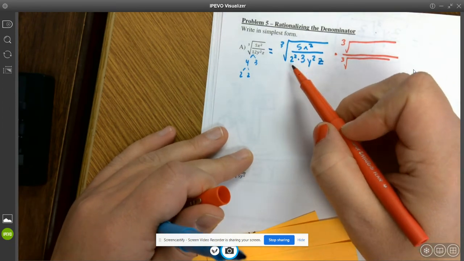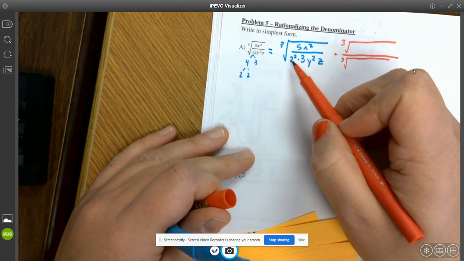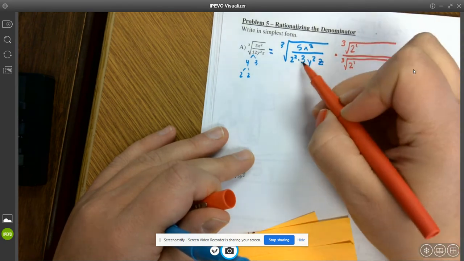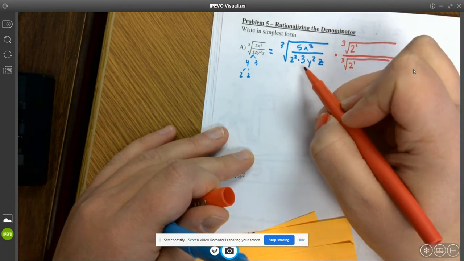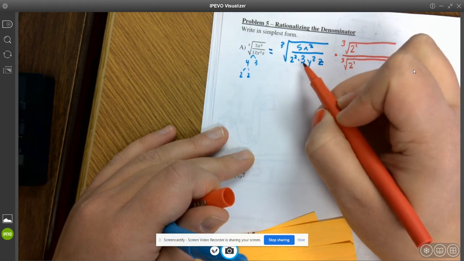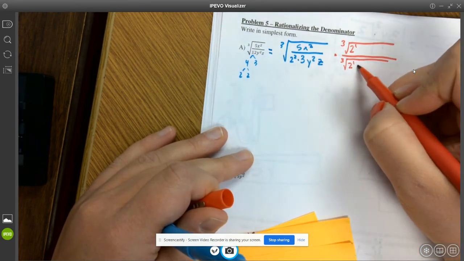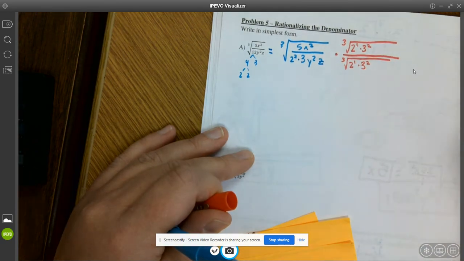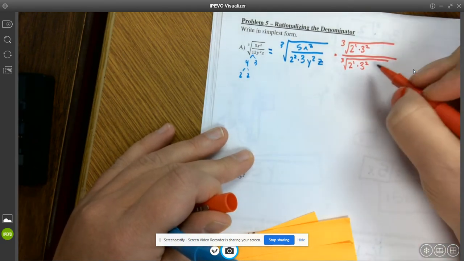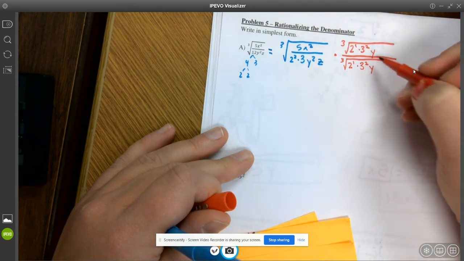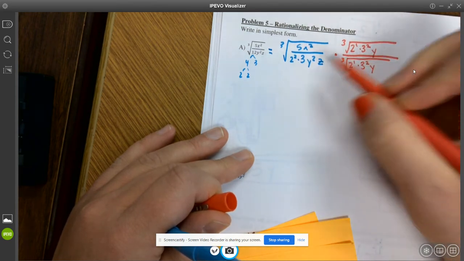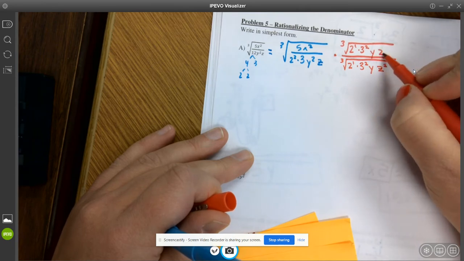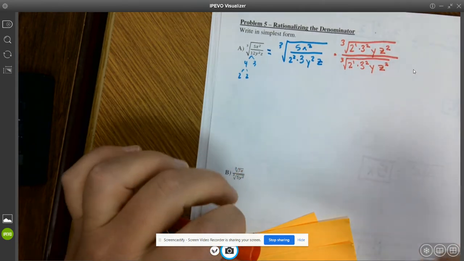Right now, I already have 2 2's. So to make a group of 3, I need 1 more 2. Looking at my 3's, I have 1 3. I need a group of 3 though. So if I need a group of 3, I have 1. I need 2 more. For my y's, I have 2 y's. I need 1 more y. Remember, whatever's on bottom, same thing you multiply on top. And z's, I have 1 z. I need 2 more z's. Like so.